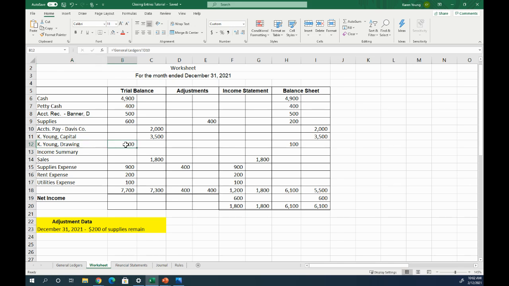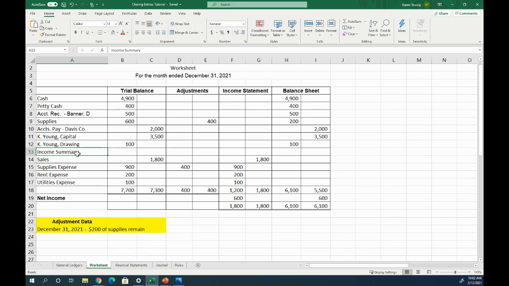So my K Young drawing has a $100 balance. That's going to be closed. And when I say close, it means reduced to zero. We're going to close that out and make a big subtraction to capital for $100. You wouldn't want to keep accumulating the balances of your drawing for 10 or 15 years. It wouldn't provide meaningful information.